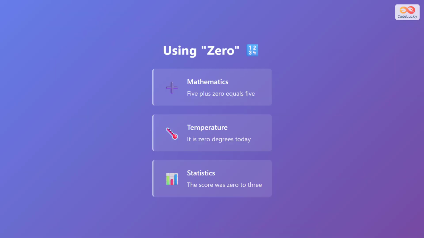0 is used in mathematics when performing calculations. For example, you would say 5 plus 0 equals 5. In temperature measurements, you say it is 0 degrees today. In sports and statistics, you might say the score was 0-3. These are all formal contexts where the word zero is appropriate.